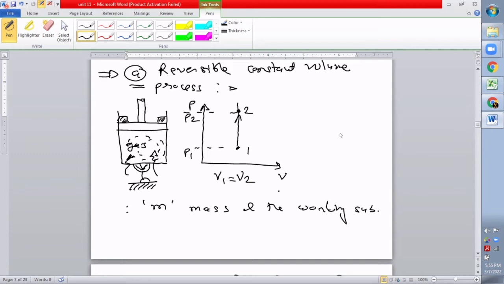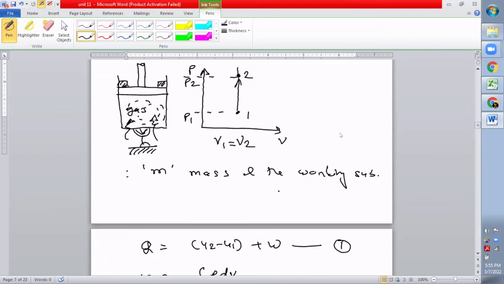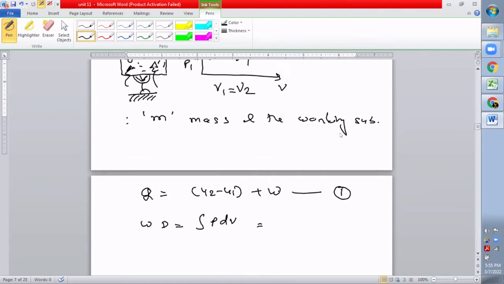So what is the work done in this case? From point 1 to point 2, work done is equal to pressure multiplied by change in volume. Volume V1 is equal to V2, as volume is constant. So what is the work done in this case? Zero. Work done is equal to 0.